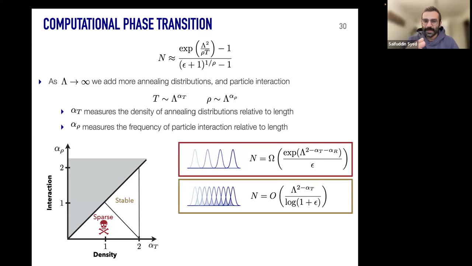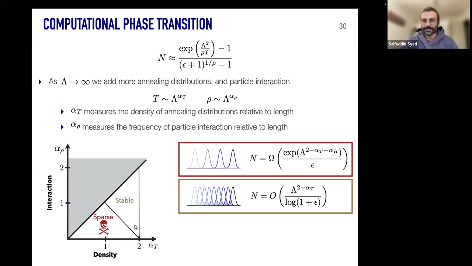But there's this magical thing that happens when you have enough density of annealing distributions and you have enough particle interaction: this drops down sharply from an exponential dependency to a sublinear one. So alpha t in this case is less than or equal to 2, so this is a sublinear dependency. Notice also that when you enter this critical regime, the resampling strategy doesn't matter. Basically, once you're in the stable regime, you just want to have enough particle interaction so that you're stable, but beyond that, you don't want anything more.